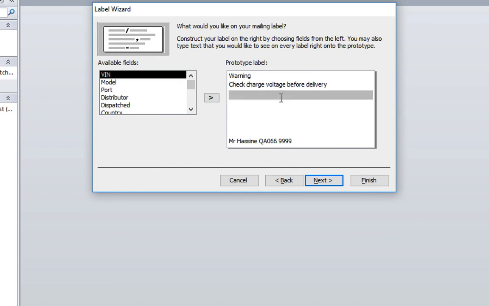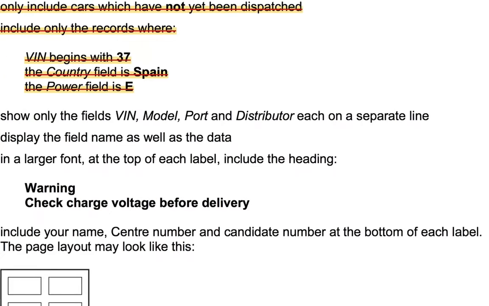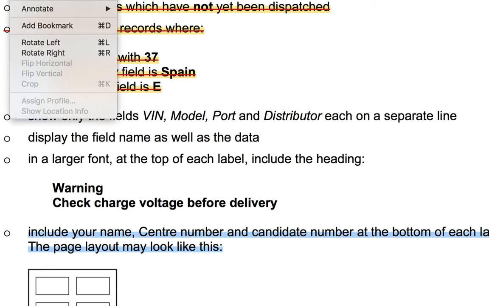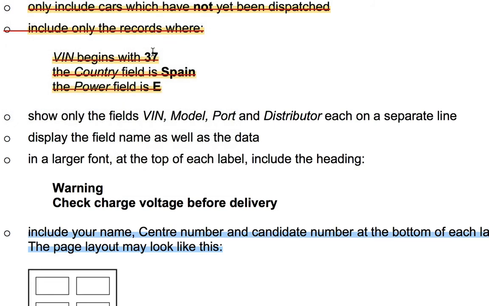Okay, so we know that that's definitely done. So what we then do is we go back to the exam paper, and have I done this? Yes, I've put my name in the label. So I'm going to just tick this off. So strike through, I've done that.